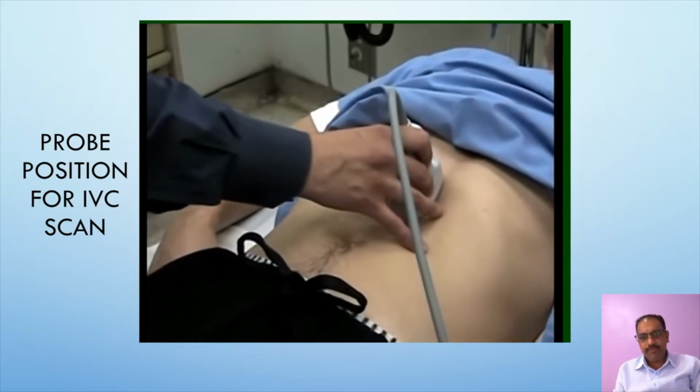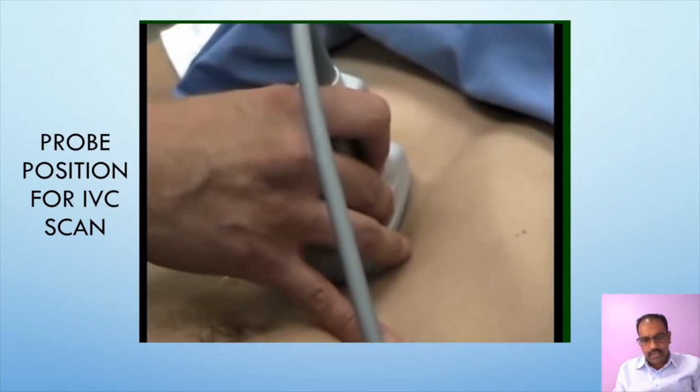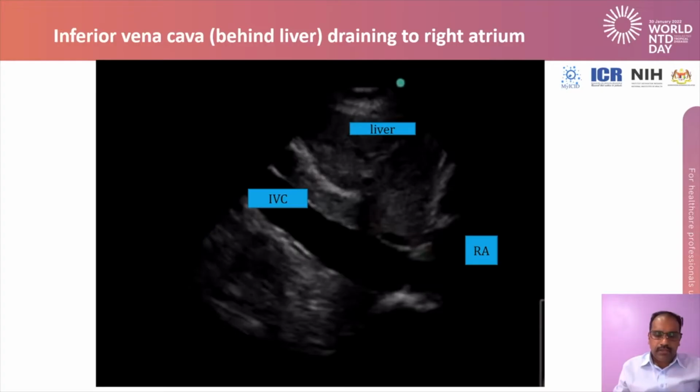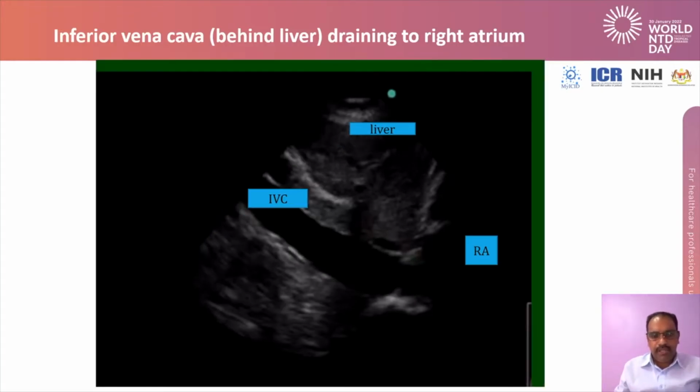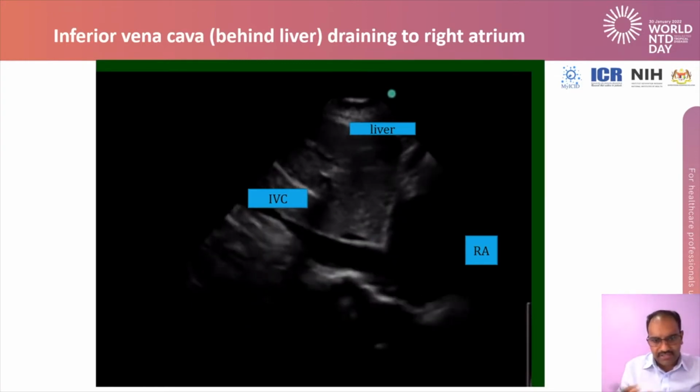So you can see he places it at the midline. Then he drags the probe slightly towards the patient's right. So that will be the proper method. So here I'll be playing a video of exactly the IVC scan.